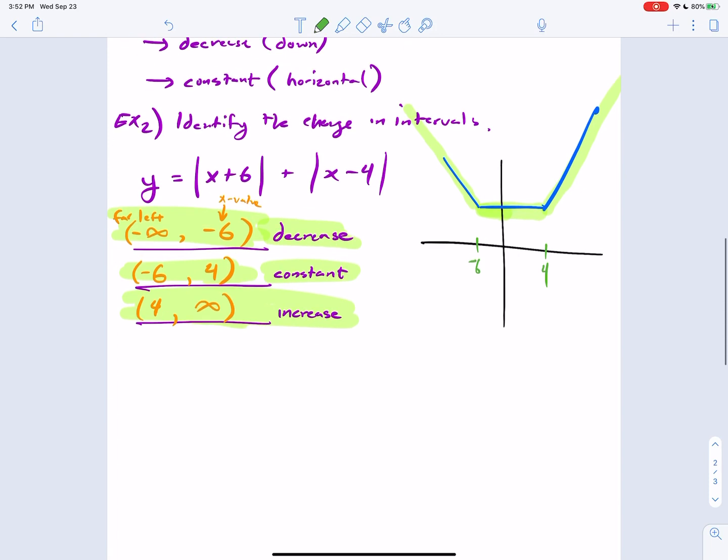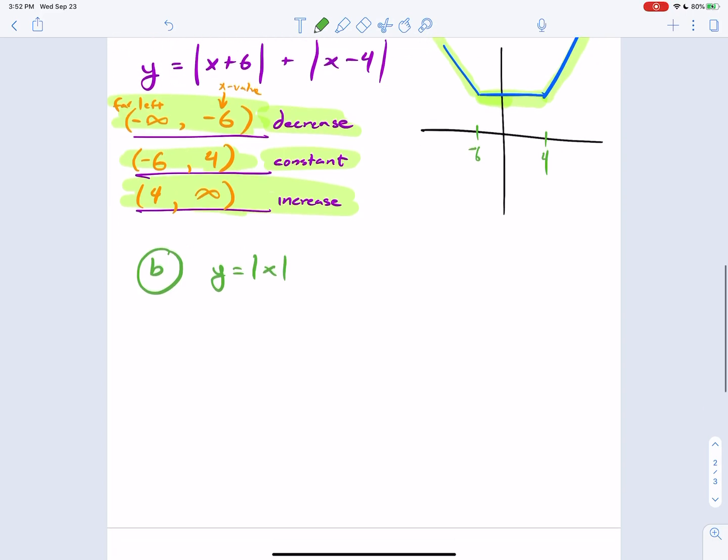I'm going to have you try one real quick. Here's part B. Go ahead and describe the change in intervals for this function here. Pause and press play when you're ready. Now this one does require a graph, but you should be able to sketch this by hand because it's a very basic absolute value function. It's a V shape right at the origin. So how would you describe this?